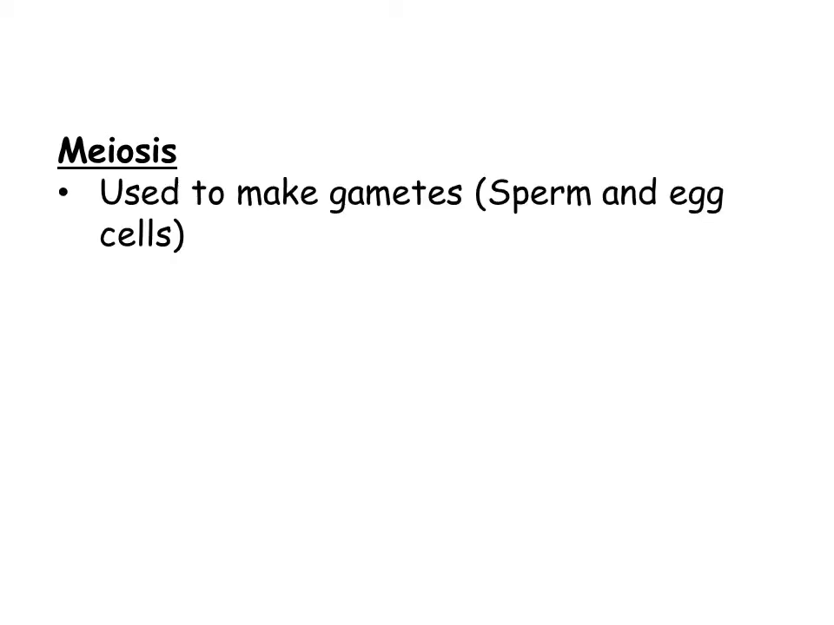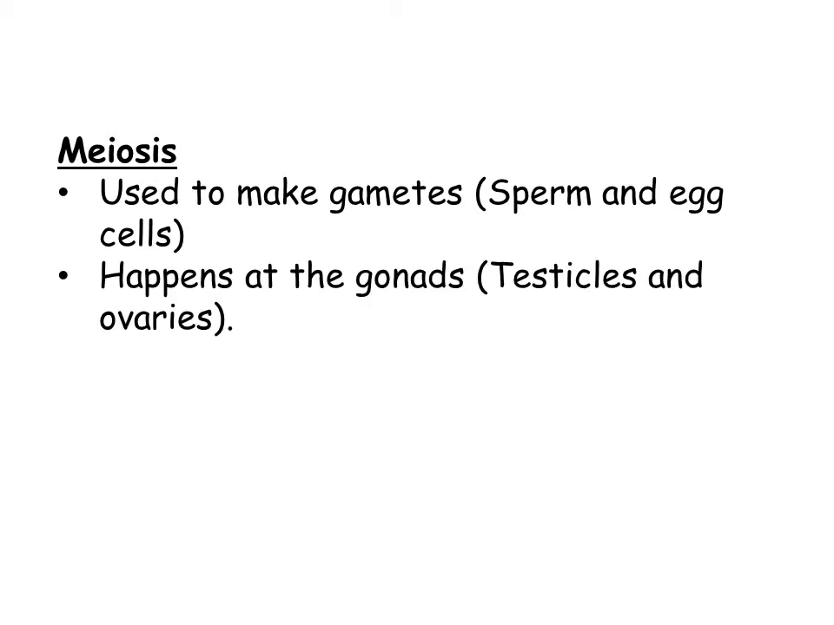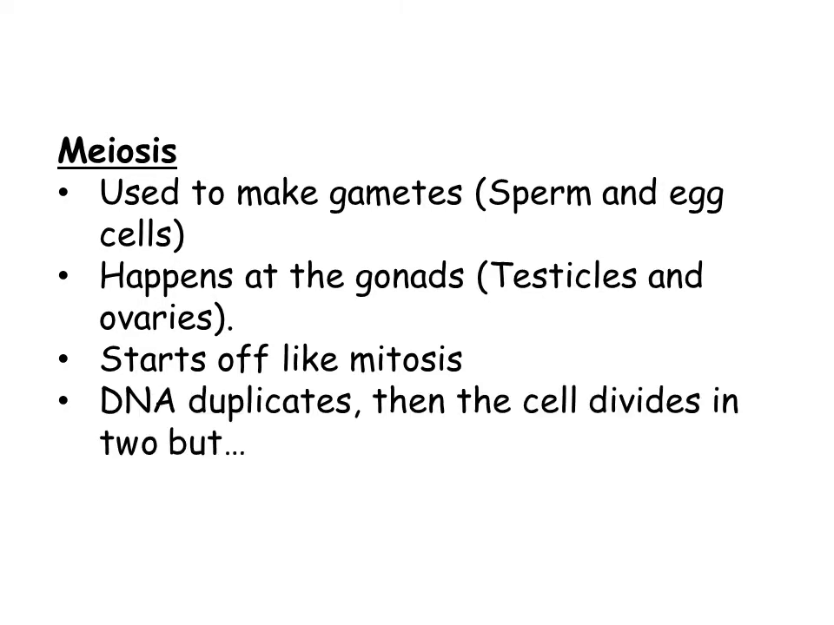The second type of cell division we're going to have a look at is meiosis. Meiosis is only used by us to make gametes, sperm and egg cells. It will only happen at the gonads, like the testicles and the ovaries. And to begin with, it starts off like mitosis, where the DNA doubles and then will separate into two bits.